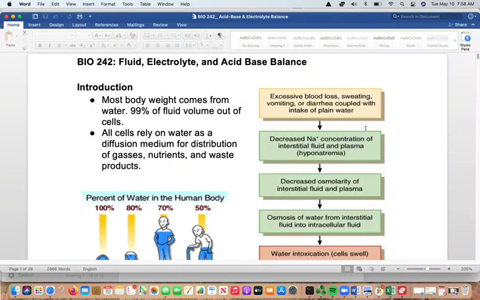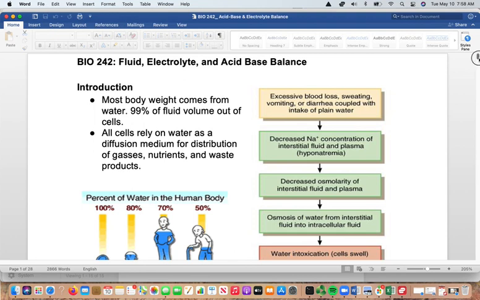Today we're going to look at fluid, electrolyte, and acid-base balance. We'll break this up into a couple of parts today. So most of your body weight is going to come from water. It's 99% of the fluid volume out of the cells. All cells use water as a diffusion medium and to distribute gases, nutrients, and waste.